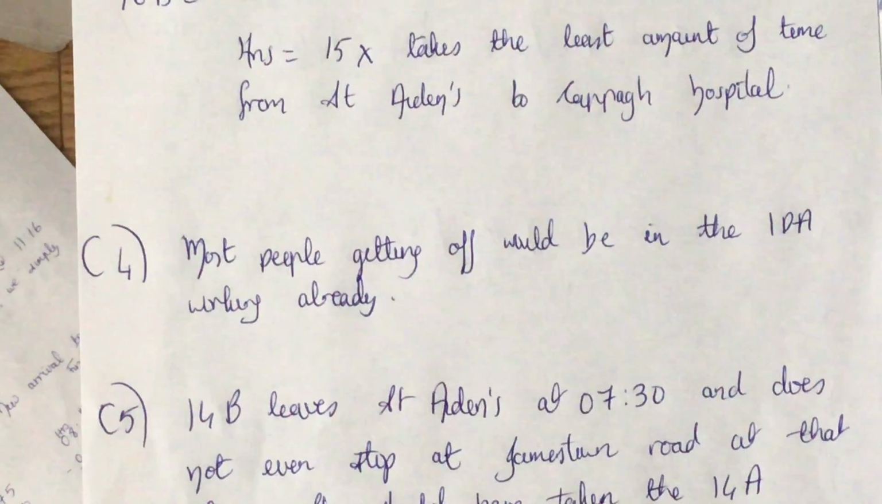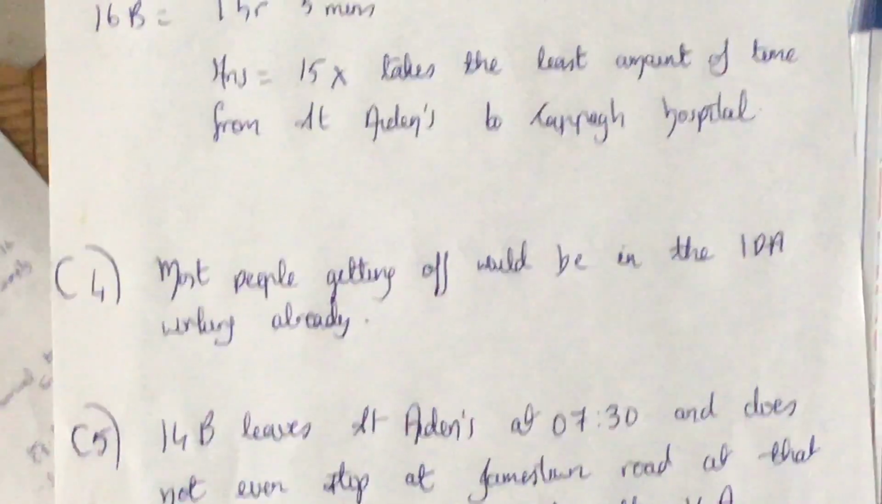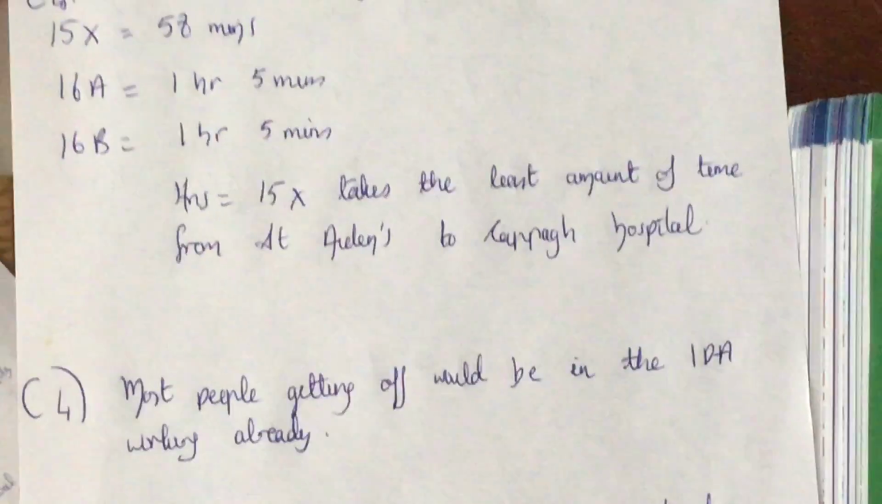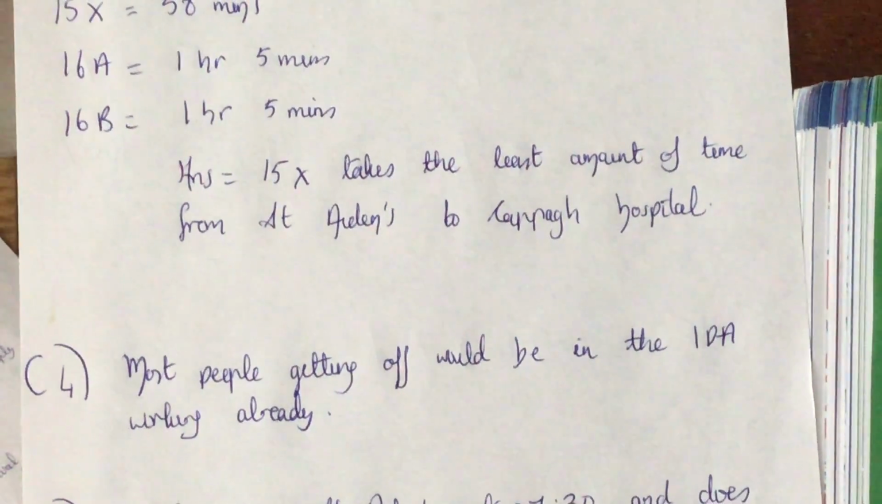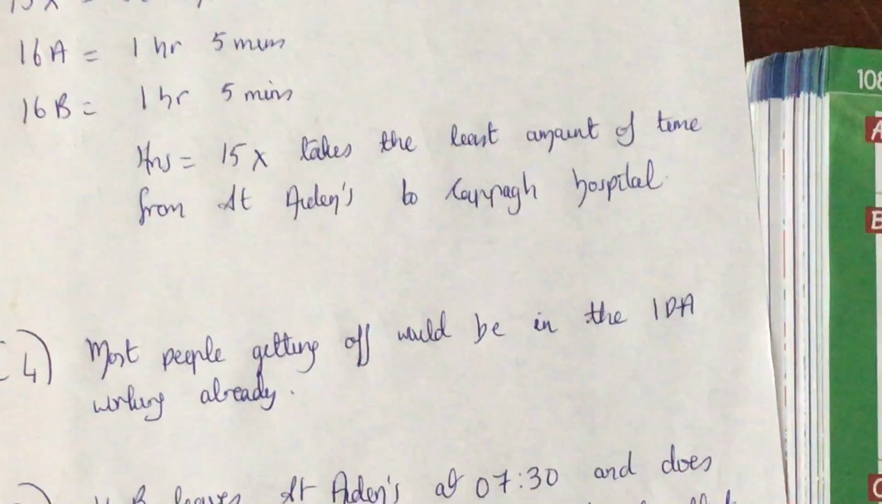Oh, I didn't do the 16. The 16 is 9:15 to 10:15, which is an hour. And then the 16A is 10:20 to 11:25. So 10:20 to 11:20 is 1 hour, and then the 5 minutes for 25.